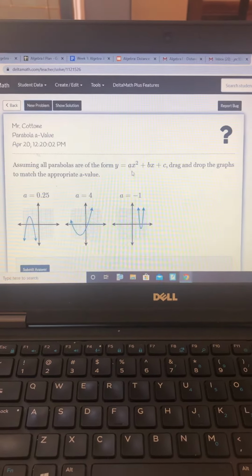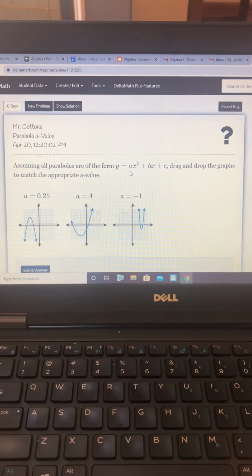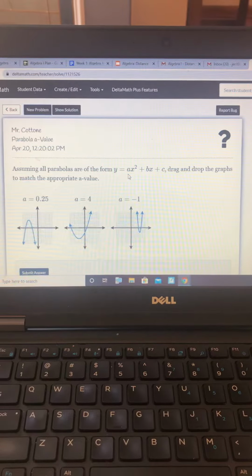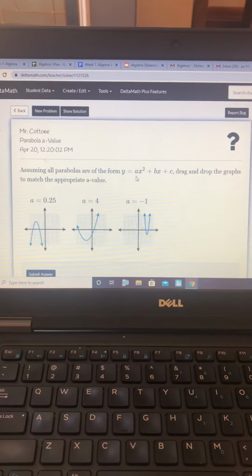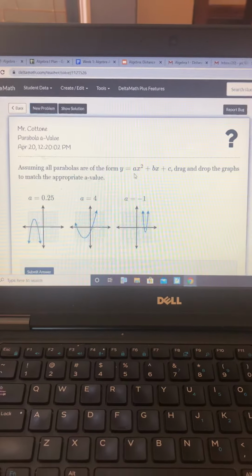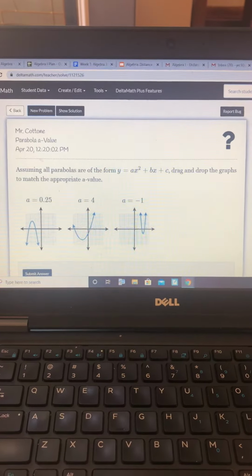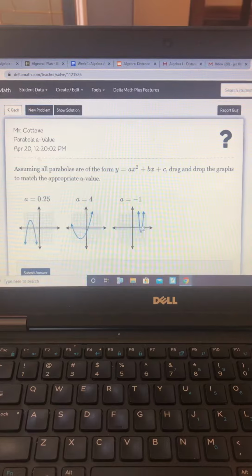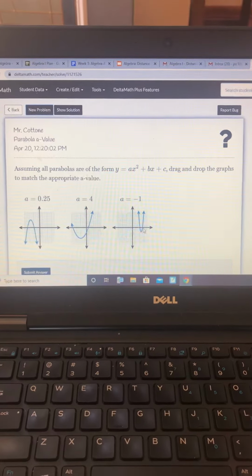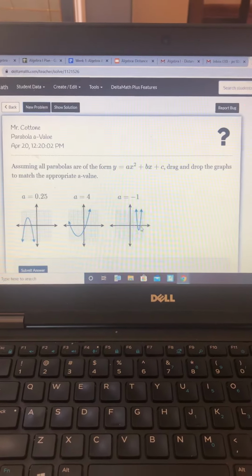The second thing that an a value will tell you is whether the graph has been stretched or compressed. A graph that has been stretched will appear skinnier, and the graph that has been compressed will appear wider. And so you can see the two graphs that we have left, one of them is skinnier than the other. So the skinnier one will go with the larger a value.